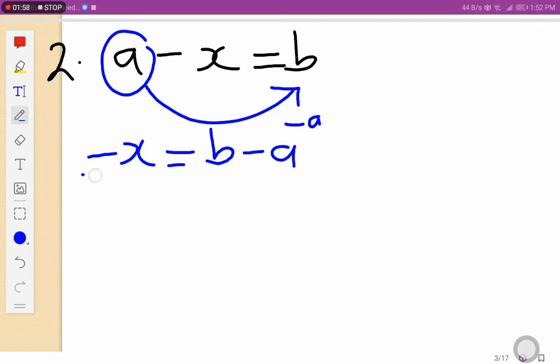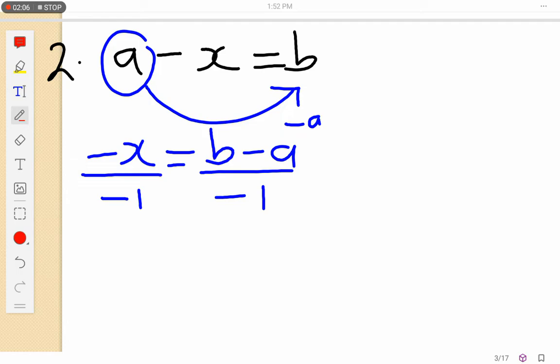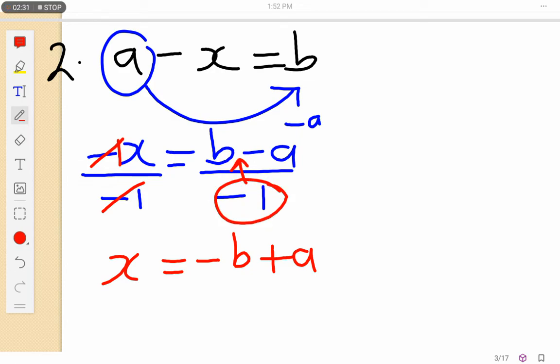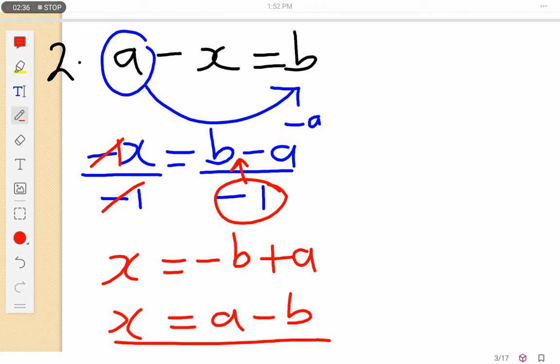To get an x, we are going to divide by minus 1 here, because our x is as good as it has got a minus 1 here. That's why we are dividing by minus 1. So when we do that, on the left side, they are going to cancel off each other. Then on the right side, you can leave your answer as x is equal to minus b plus a. Like that, I've divided minus 1 into all of these. Then I can say I have got x is equal to a minus b as the final answer.